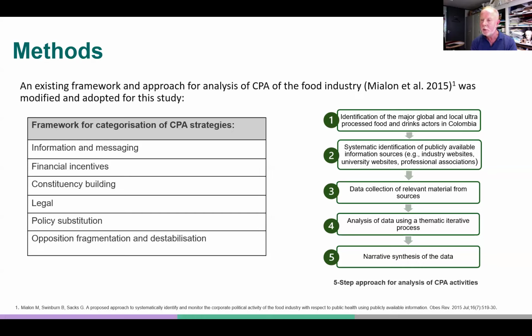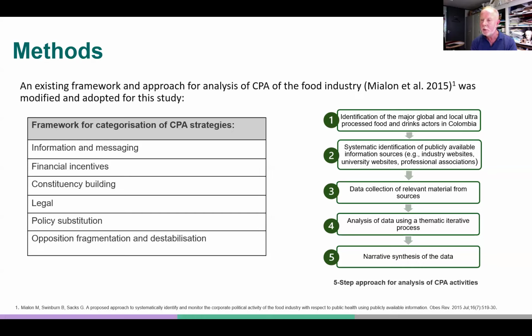And then the method we did to search for the information, firstly looked at identifying the major global or local national ultra processed food and drinks actors in each country. We then systematically identified and searched through industry websites, university websites, professional associations, etc. We then collected the data, are currently analyzing it and synthesizing what we found across our 4 countries. So next slide, please.